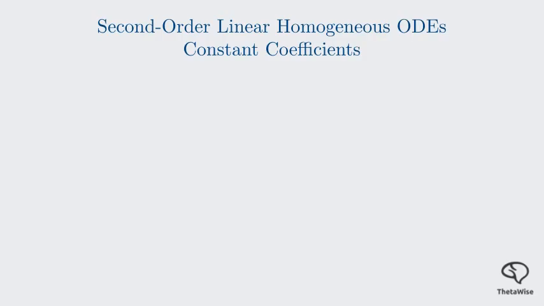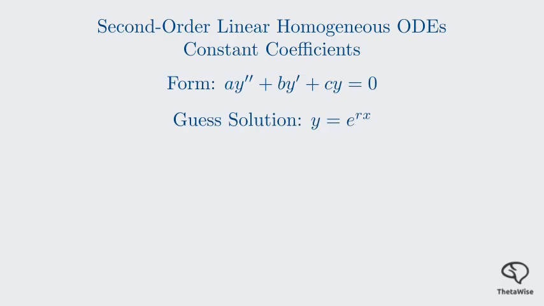A second-order linear homogeneous ODE with constant coefficients has the form a y double prime plus b y prime plus c y equals 0, where a, b, and c are constants. The key to solving these is to guess the solution of the form y equals e to the rx.